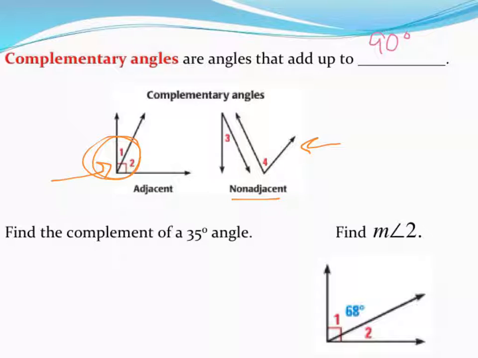So when they say find the complement of a 35-degree angle, we know that means what's the angle that we would have to add to 35 to make it add up to 90. So to find that, we'll do 90 minus 35. We come up with an angle of 55 degrees.